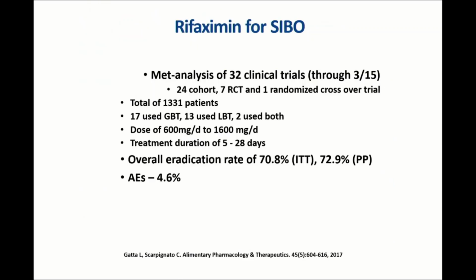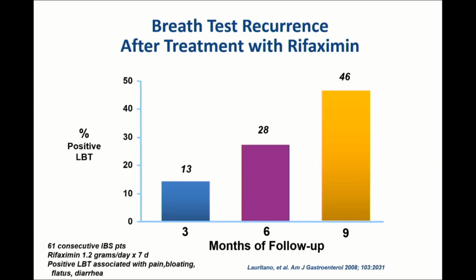So moving on to rifaximin, with this meta-analysis that looked at a large number of patients with a variable dose between 600 to 1600 milligrams a day, with a treatment duration recommendation of about 14 days, but these meta-analyses looked at durations between 5 and 28 days. The overall eradication rate was about two thirds, about 70%, with minimal adverse effects, knowing that rifaximin is unabsorbable. But is that the end of the story? Not really. Breath test recurrence after treatment is high, and it's up to half of these patients after 9 months.